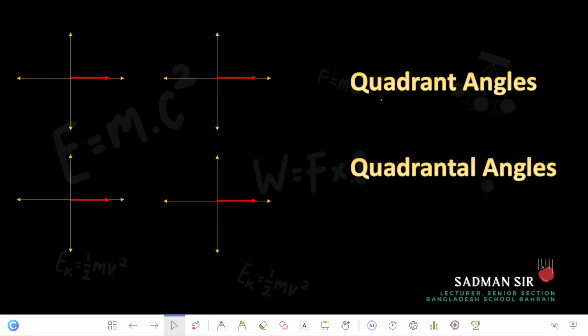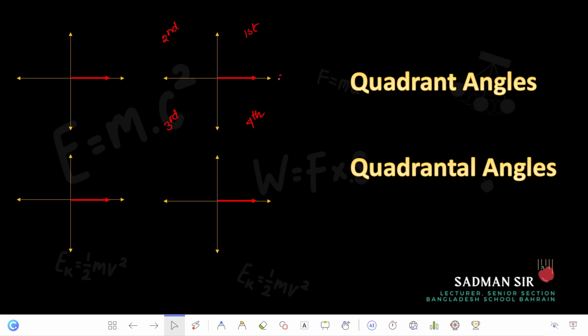So before that we must know what a quadrant is. Whenever we draw a graph paper, we put an x-axis and y-axis, and this x-axis and y-axis divide the graph into four parts, right? Each part is called a quadrant. So this is called the first quadrant, this is called the second quadrant, this one is third, and this one is fourth. Some of you might know about this already.